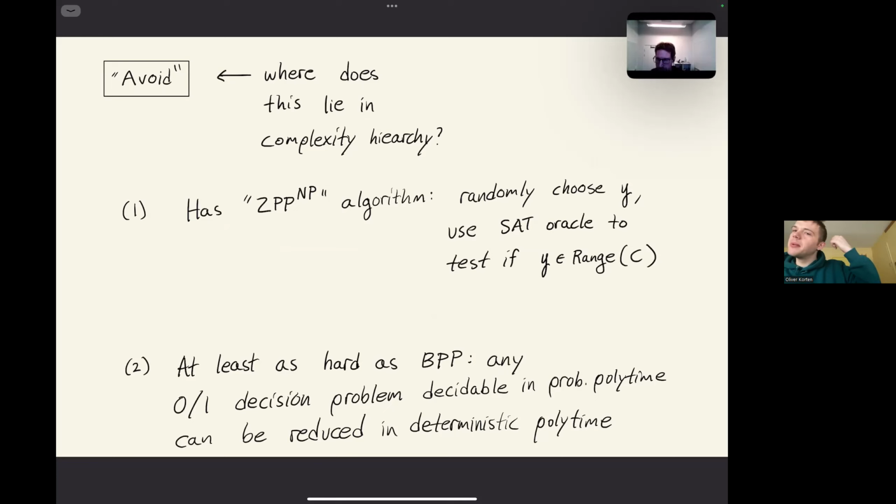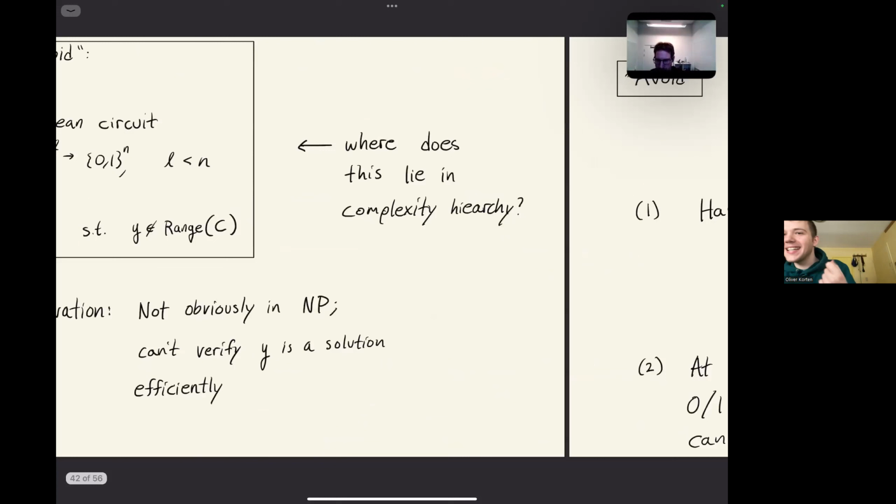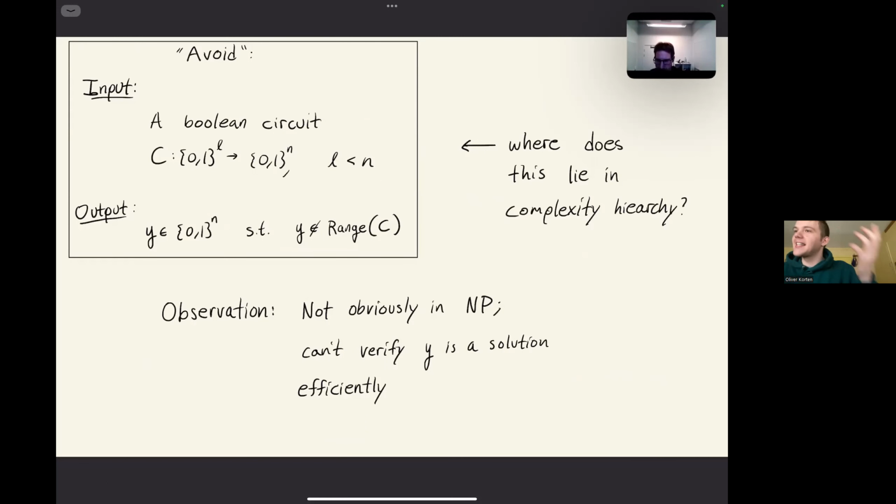Now, if I had the ability to test if it was a solution, I could make an algorithm that just randomly selects and keeps testing until it finds a solution. And the complexity of testing a solution is about that of SAT. Because if you say testing whether Y is in the range of the circuit, we can reduce that to a satisfiability problem: does there exist X which maps to it? Remember that C is a polynomial sized circuit.